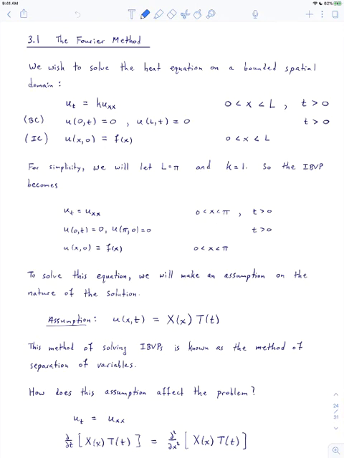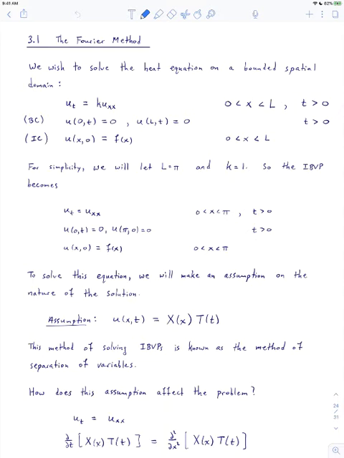In this video, we'll talk through the notes for section 3.1 called the Fourier Method. This is a method developed by Fourier in the late 1700s or early 1800s to solve differential equations like the heat equation.